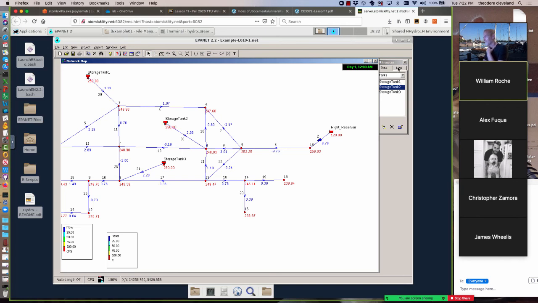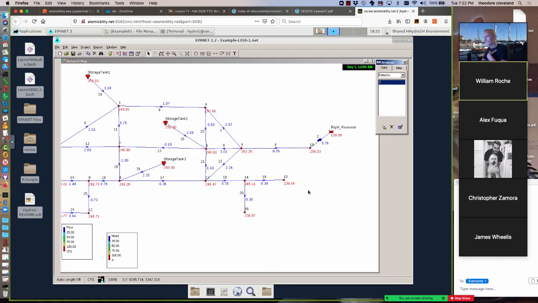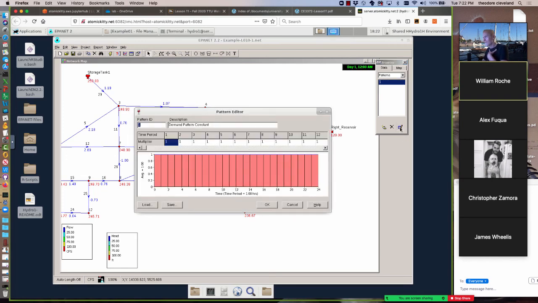But if the pattern starts to change, all we would do is change it here. We can make a new pattern by using this symbol right there in the browser window. Actually, I think I want to do that. I'll leave this one alone. I'll create a new pattern. We'll call it pattern number 2.